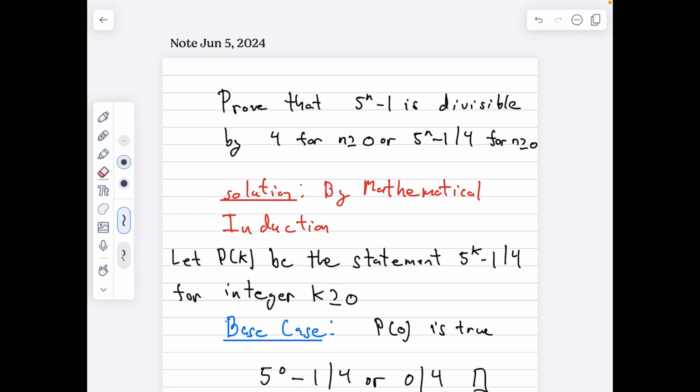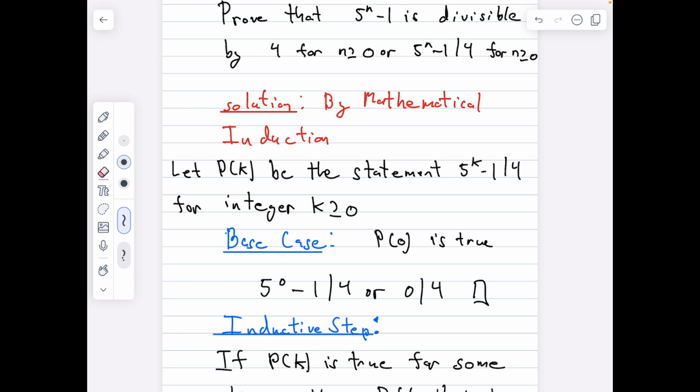All right, hello everyone. So today we've got a discrete math problem. We're going to prove that 5^n − 1 is divisible by 4 for n greater than or equal to 0, or all integers greater than or equal to 0, or in that alternative notation, 5^n − 1 slash 4, which is just shorthand for divisible by 4 for n greater than or equal to 0. All right, so we're going to be using just regular mathematical induction here. There's also strong induction, which we won't talk about today.